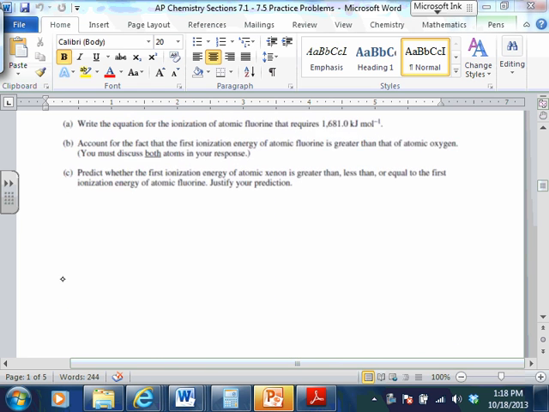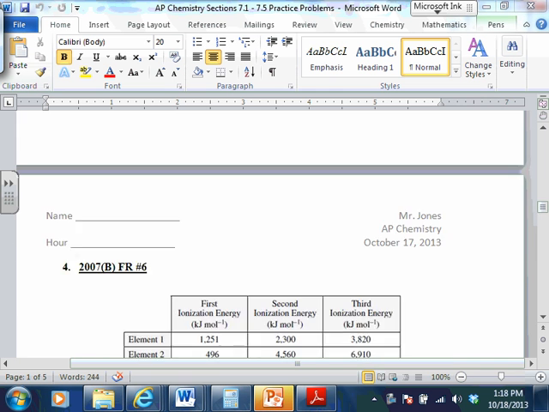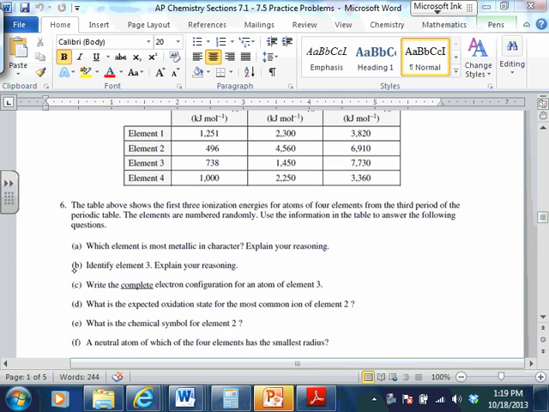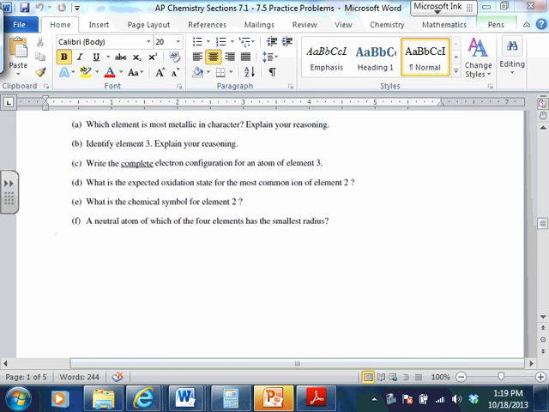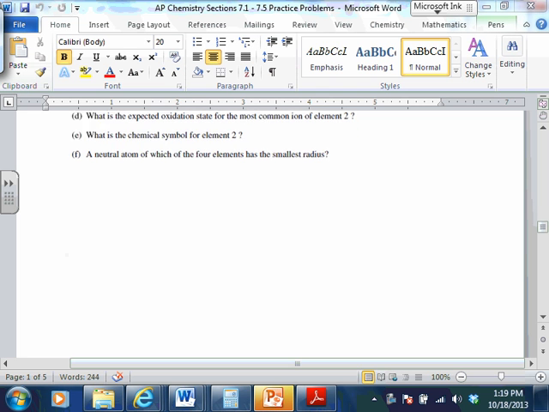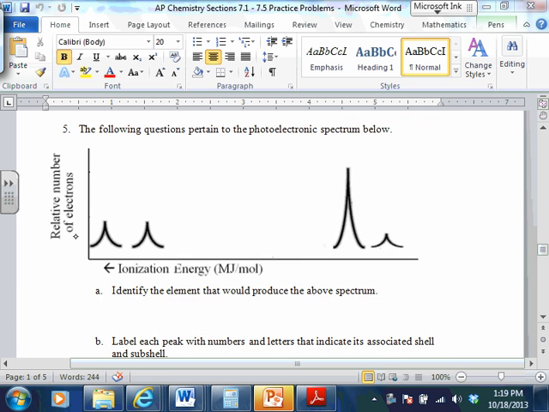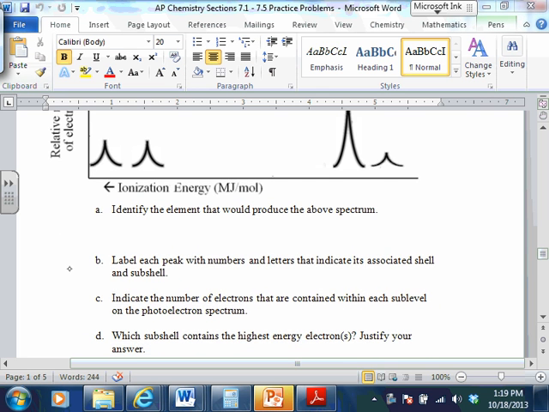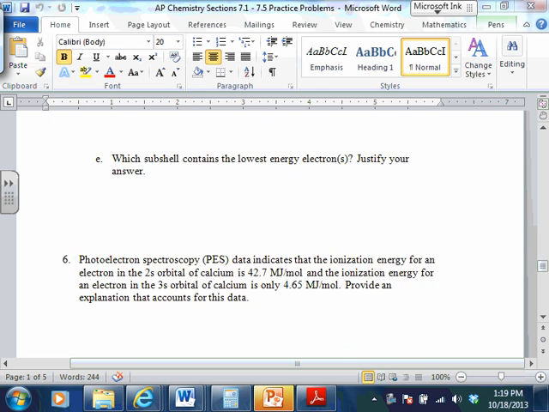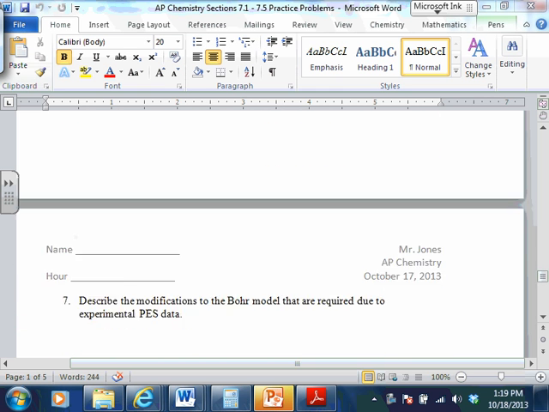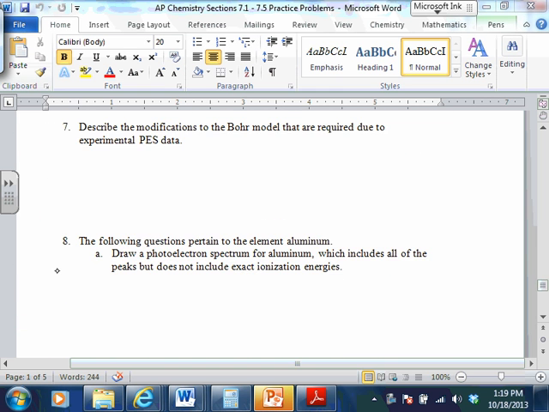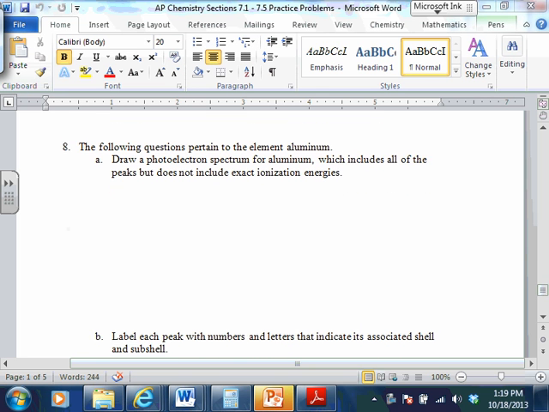Again, a lot of these are just the same types of questions you would see about ionization energy, atomic size, all that stuff. We should be able to answer all those questions now. I don't know that there's anything else here that's weird, honestly, after what we talked about. You got another PES question here, which I think you should be able to answer without any difficulty after what we just did. Another PES question. Modifications to the Bohr model that are required. Okay, we talked about that too.